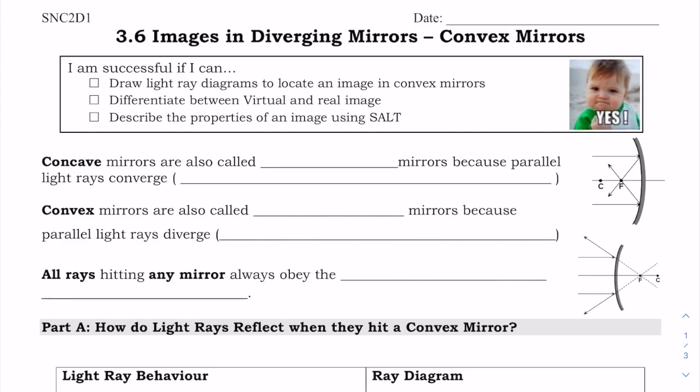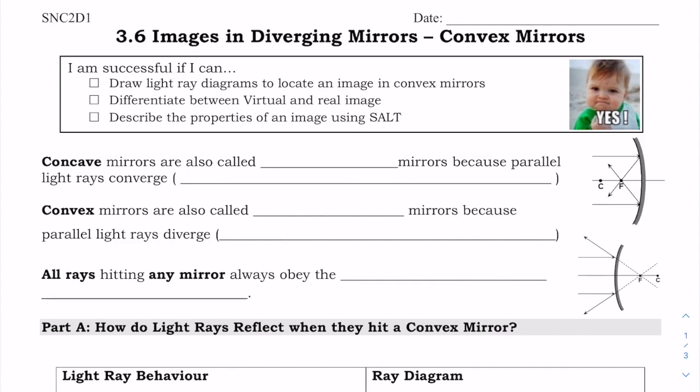In lesson 6, we're going to continue learning about mirrors. However, this lesson will focus on what are known as diverging mirrors or convex mirrors. Our goals will be to draw the light ray diagrams to locate images in these new types of mirrors. Then we'll differentiate between real and virtual images, and finally describe the properties of the image using the SALT acronym. Let's get started.